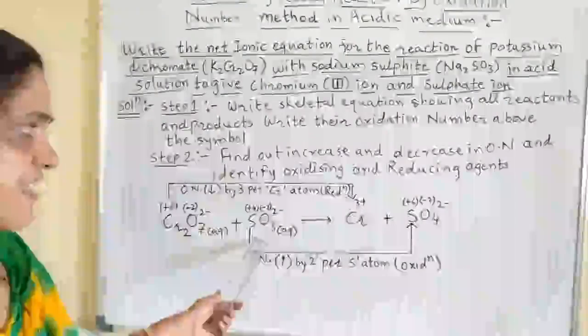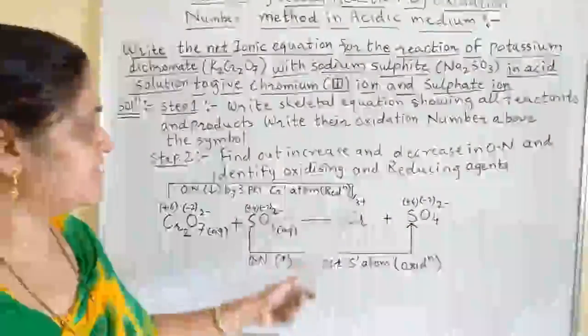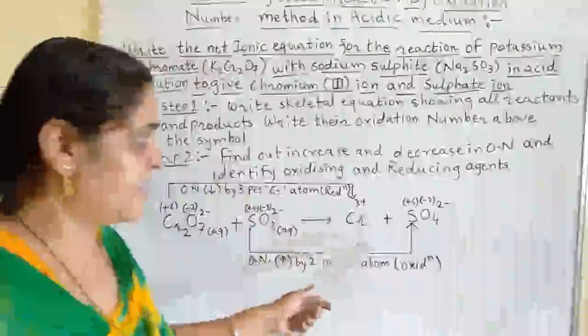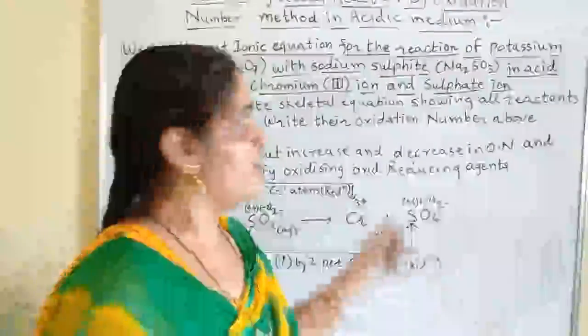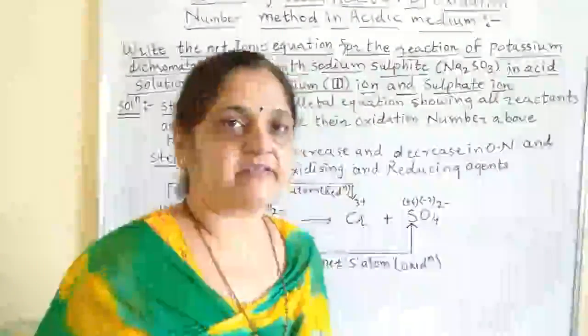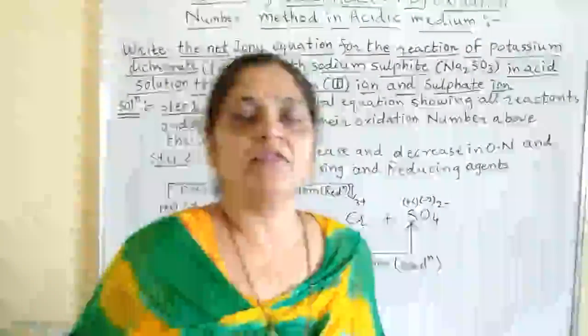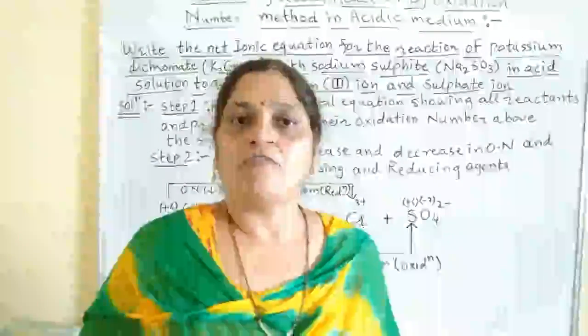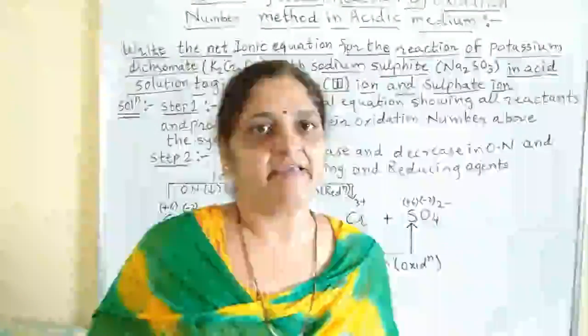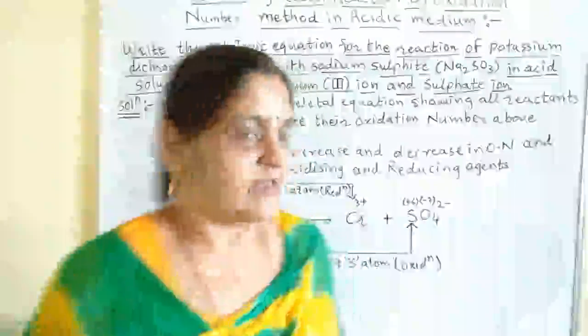Sodium sulfite will produce SO3 2 minus ion. It will produce chromium 3 ion. The product is Cr3 plus ion, and sulfate anion, that is SO4 2 minus ion. If the description of the reaction is given this way, then you must be aware of the correct symbols and molecular formulas of the reactants and products present in that description.